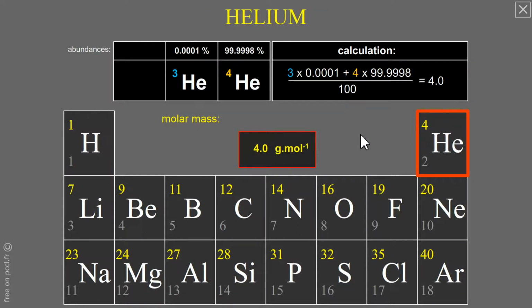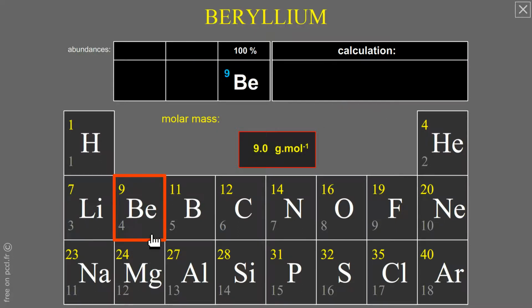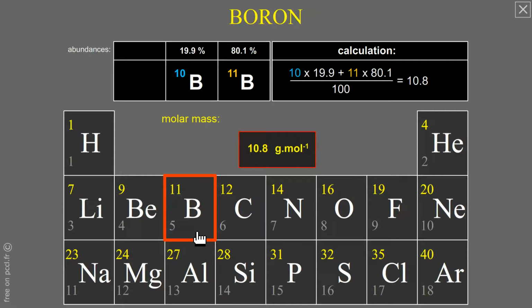For helium, it also works because helium-4 is very predominant. I accelerate. For lithium, it works less because here the 7.5% is not negligible when we round to the tenth. Beryllium, already seen. For boron, did you get the math by the way? Those are the percentages. The 19.9 which is there, it's that one. And the 80.1 which is there, it's that one.